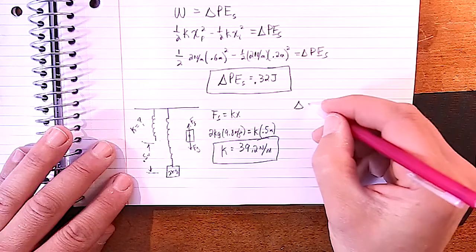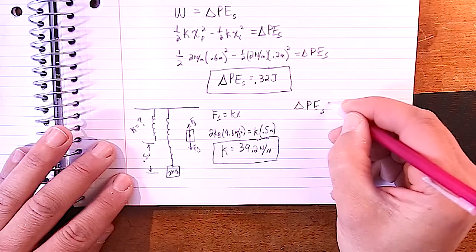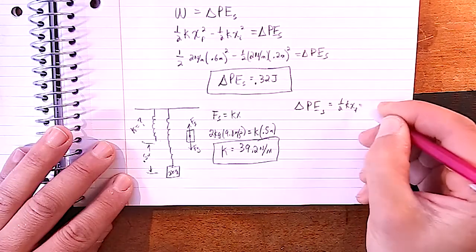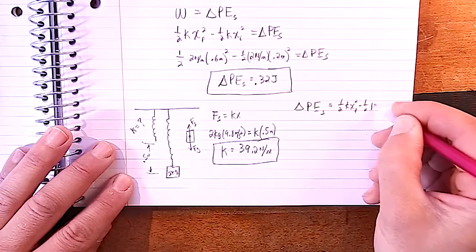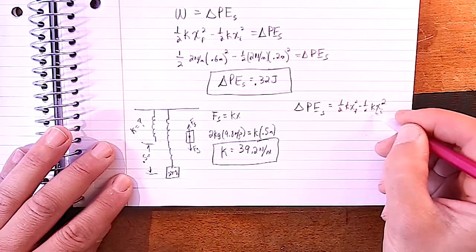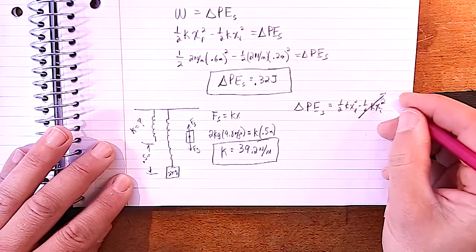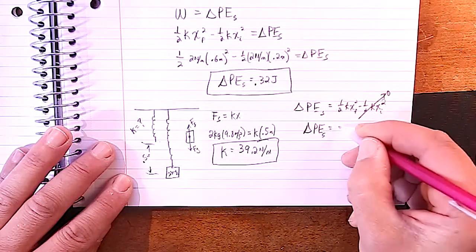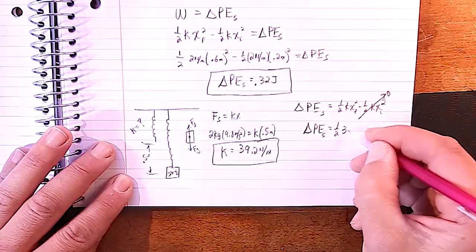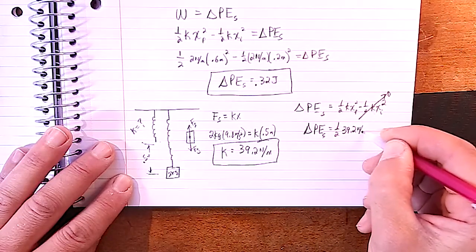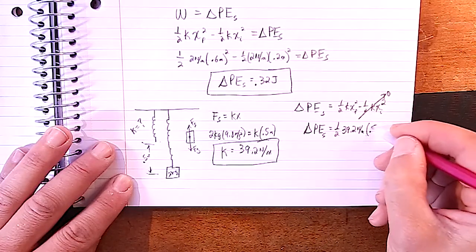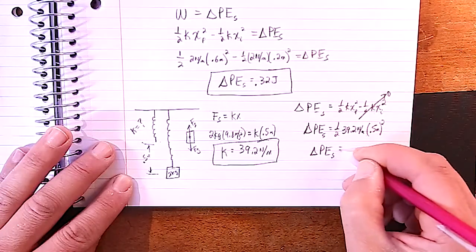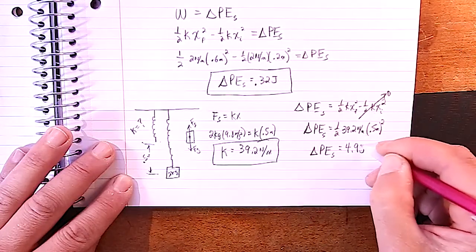So now we can find our change in spring potential energy, which is equal to 1/2 k x final squared minus 1/2 k x initial squared, and since it starts from an equilibrium of 0, that's just 0. So our change in spring potential energy is equal to 1/2 k that we just found, 39.2 newtons per meter, times 0.5 meters squared. And that change in spring potential energy is equal to 4.9 joules.